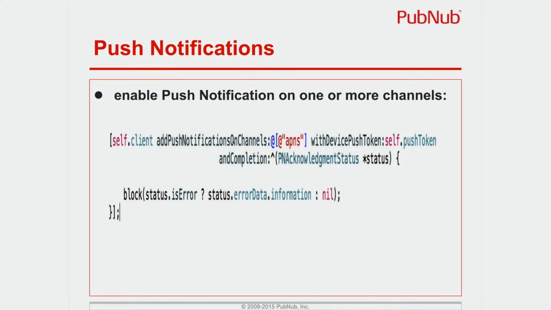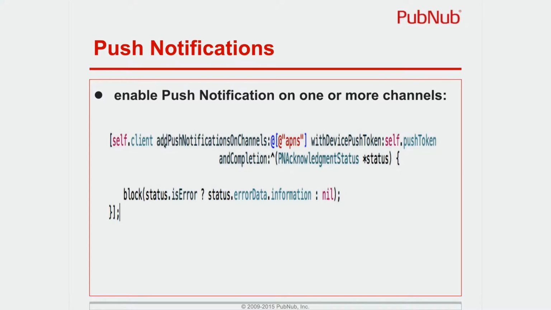Sorry about the blurriness on this one. Enable push notifications on one or more channels. There's one method, add push notifications on channel. In this particular case, we're enabling push notifications on a channel called APNS, and then we're passing in the push token. This is the device token that you would retrieve in your app delegate when you register or enable push notifications. And then, as with everything else, we have a small completion block that passes back a status, and you can check to make sure that there was no error there.